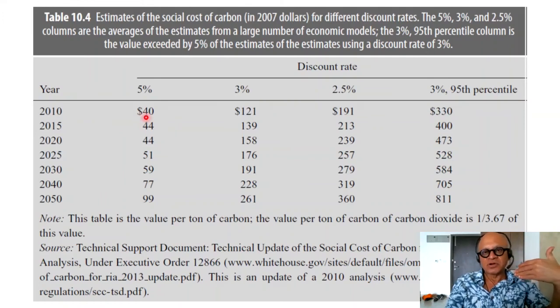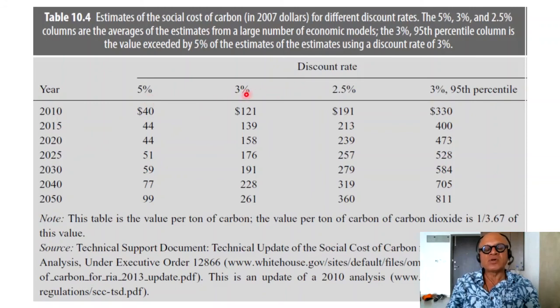This book is a bit older, but it's updated now, but you can imagine how the numbers change anyways. So it would be $40 in 3 years. By 2015 it would have been $44. 2020 it's not changed much here because of the various assumptions in the models, and by 2050 it is reaching $99 per ton in terms of social cost of carbon for a 5% discount rate into the future.